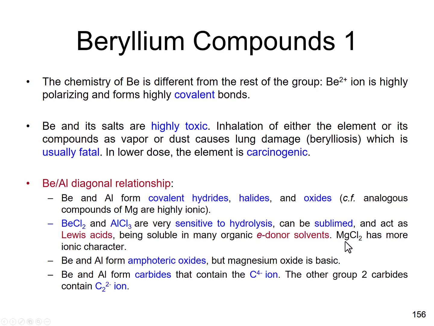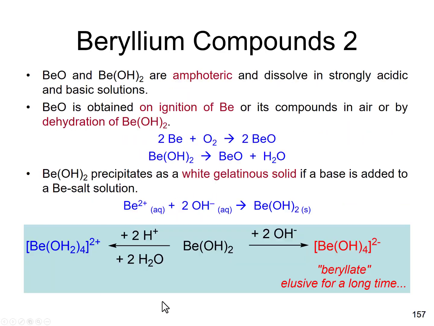Magnesium chloride, on the other hand, is an ionic compound. Beryllium and aluminum form amphoteric oxides, but magnesium oxide is basic. Beryllium and aluminum form carbides that contain the C4- anion, whereas other group 2 carbides contain the C2- ion. As mentioned, barium oxide and barium hydroxide are amphoteric, which means they dissolve in strongly acidic and basic solutions.